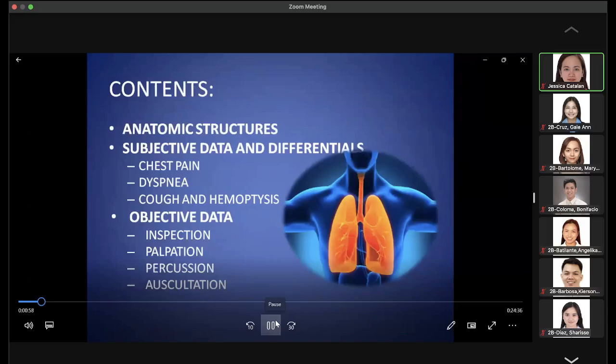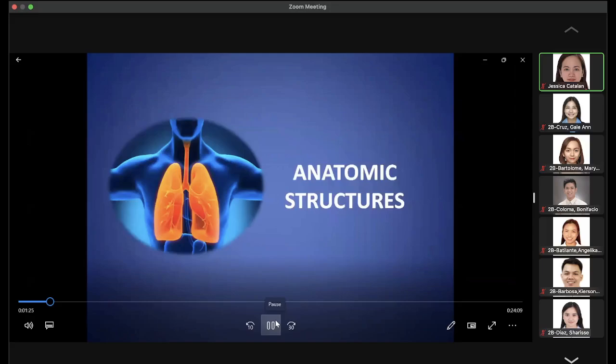So the contents are: first we will review the anatomic structures, then the subjective data to be able to arrive at your differential diagnosis. The most common symptoms are chest pain, dyspnea, cough, and hemoptysis. For the objective data, we will discuss inspection, palpation, percussion, and auscultation. Let's first discuss the anatomic structures.